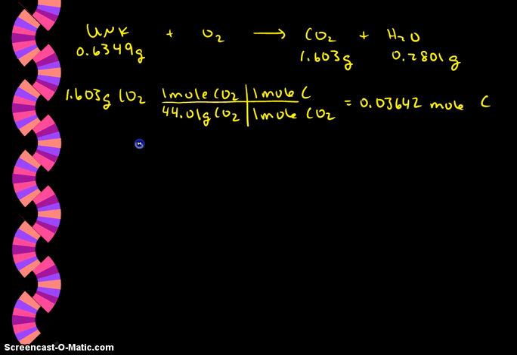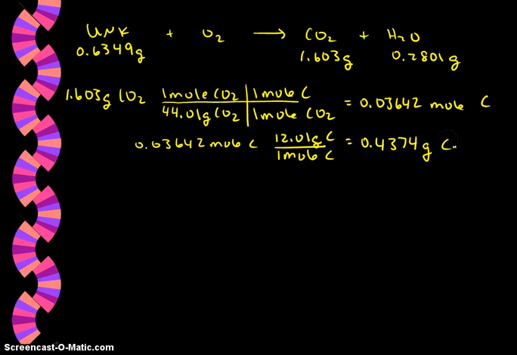We've got 0.03642 moles of carbon, and we know that for every mole of carbon we have 12.01 grams, so that would give us 0.4374 grams of carbon. And we're going to use that later on in the problem. So now let's look at the water.